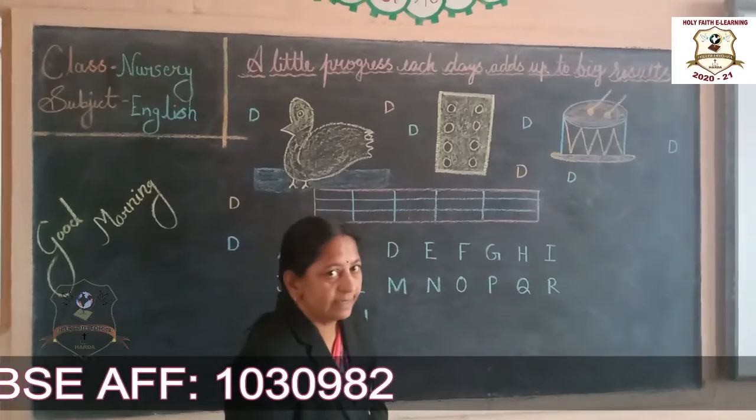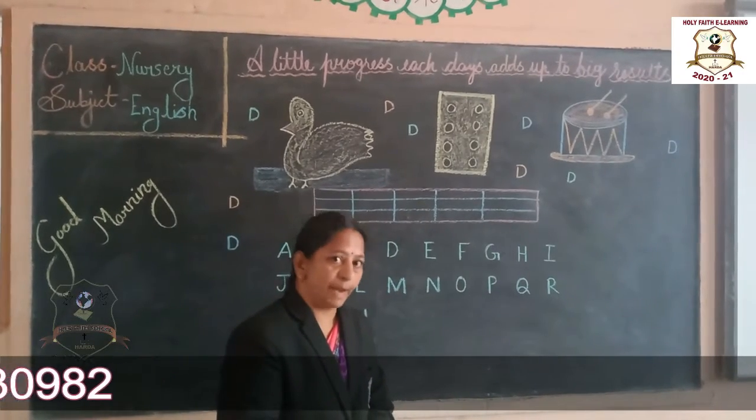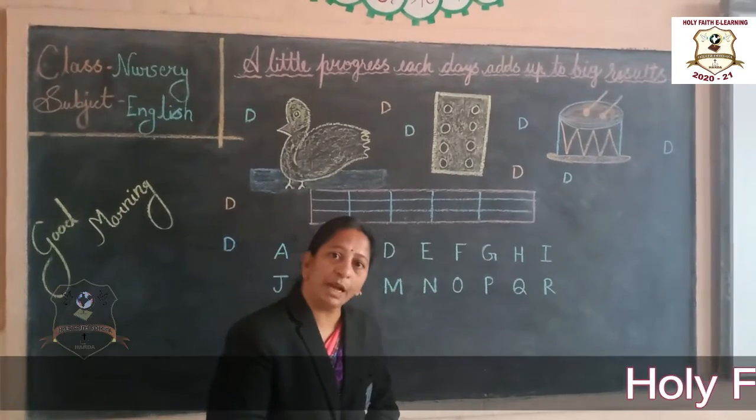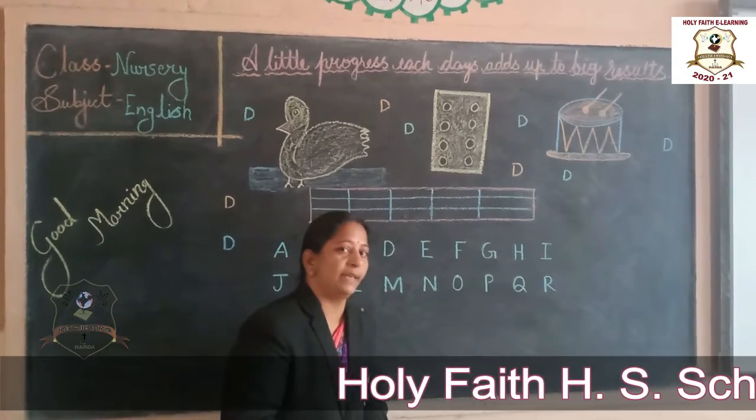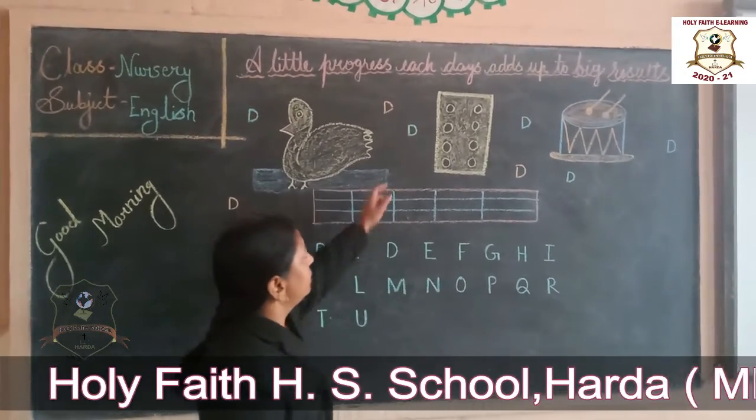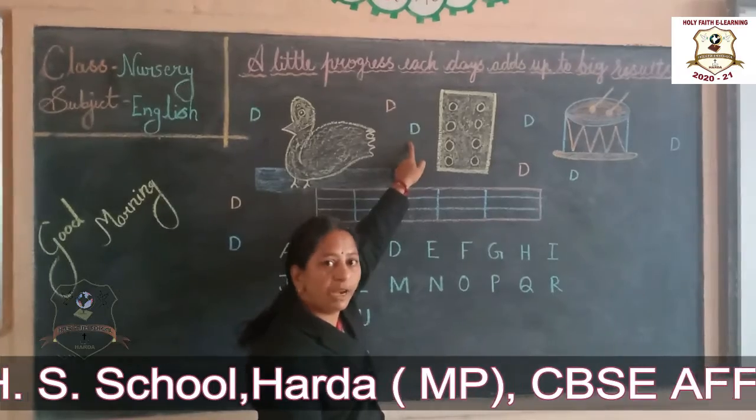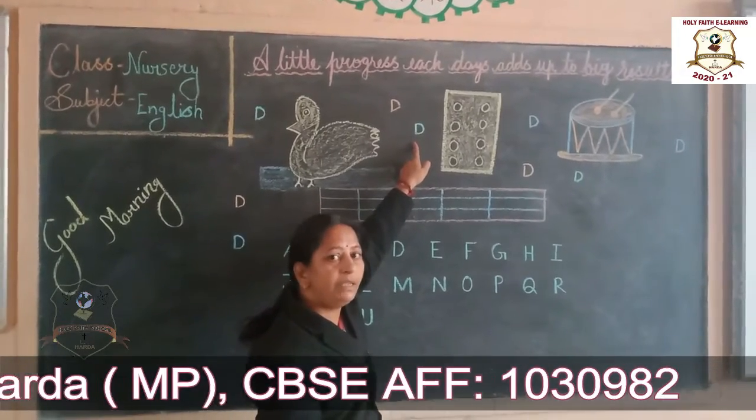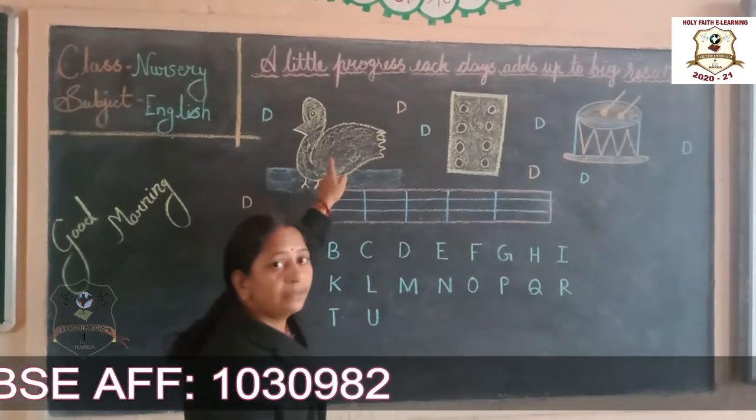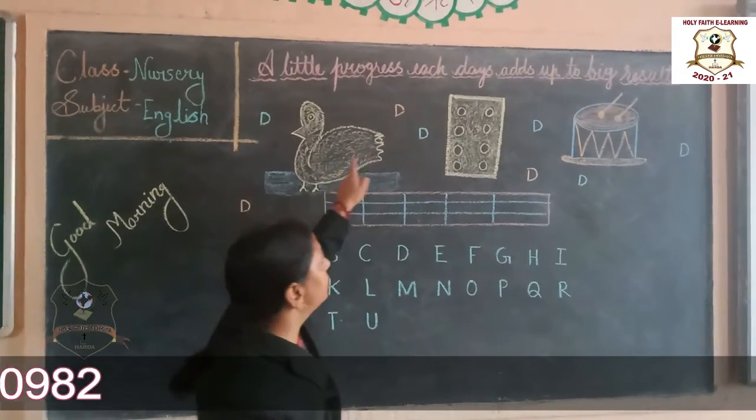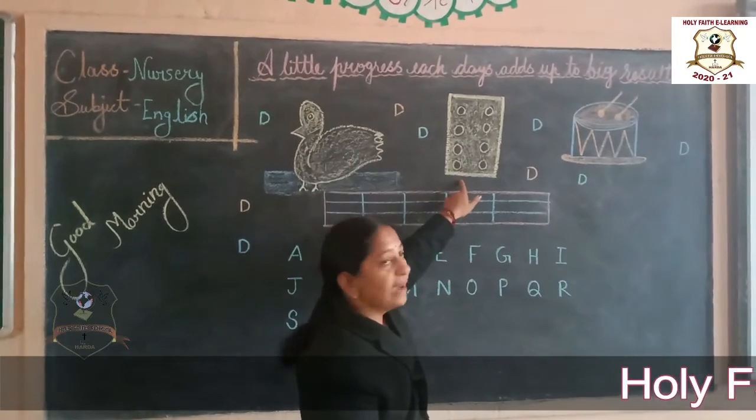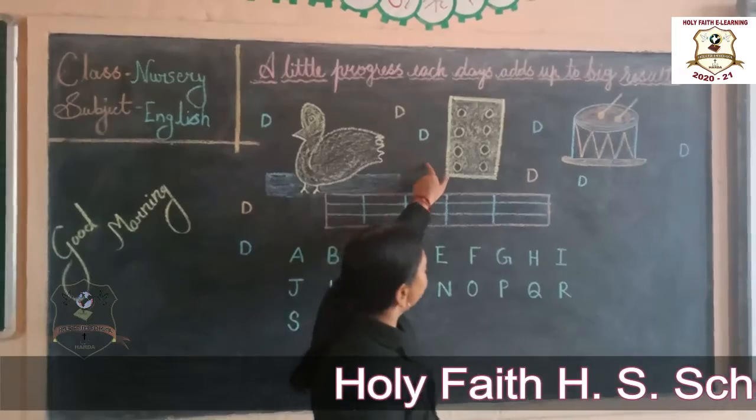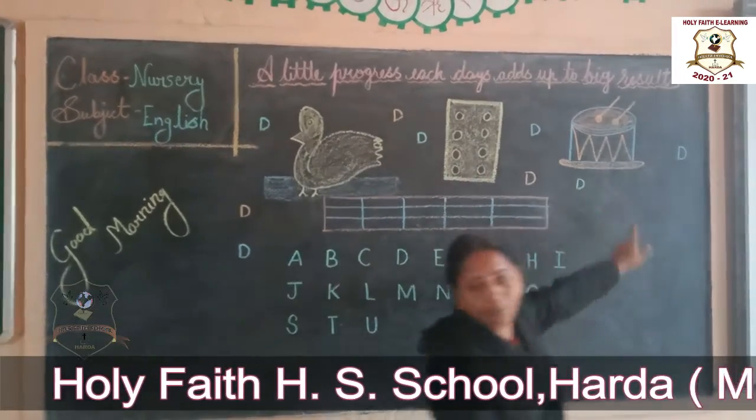Students, in previous classes, we have learned some letters in our written part. Today we will learn letter D. Which letter will we learn today? D. D for duck. D for dice. D for drum.